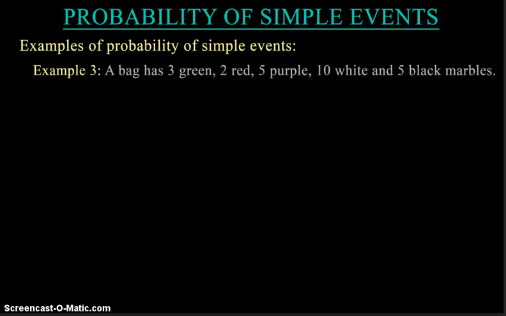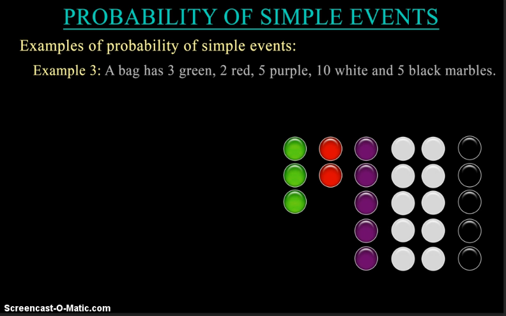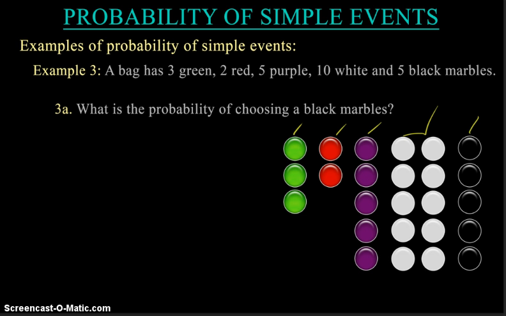Okay, example number 3. A bag has 3 green, 2 red, 5 purple, 10 white, and 5 black marbles. So we have 3 green, 2 red, 5 purple, 10 white, and 5 black marbles. And 3A is, what is the probability of choosing a black marble?